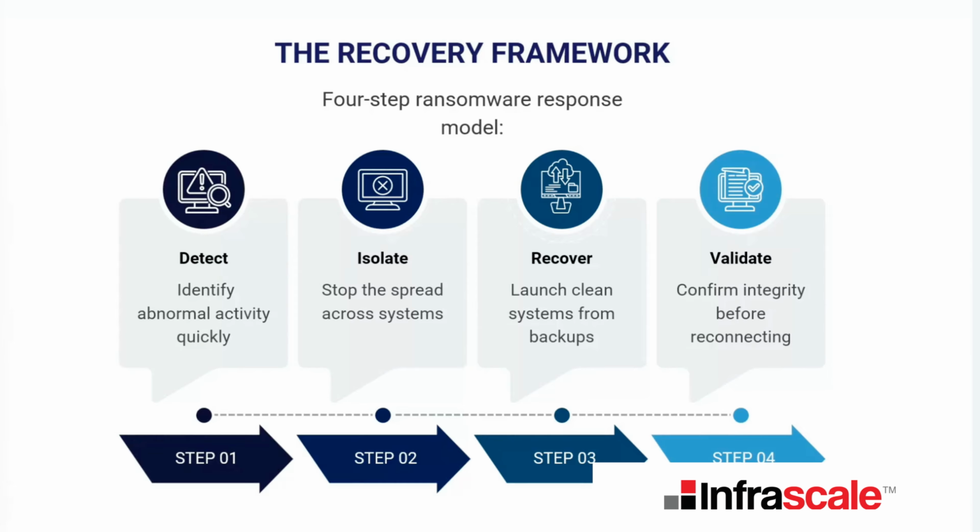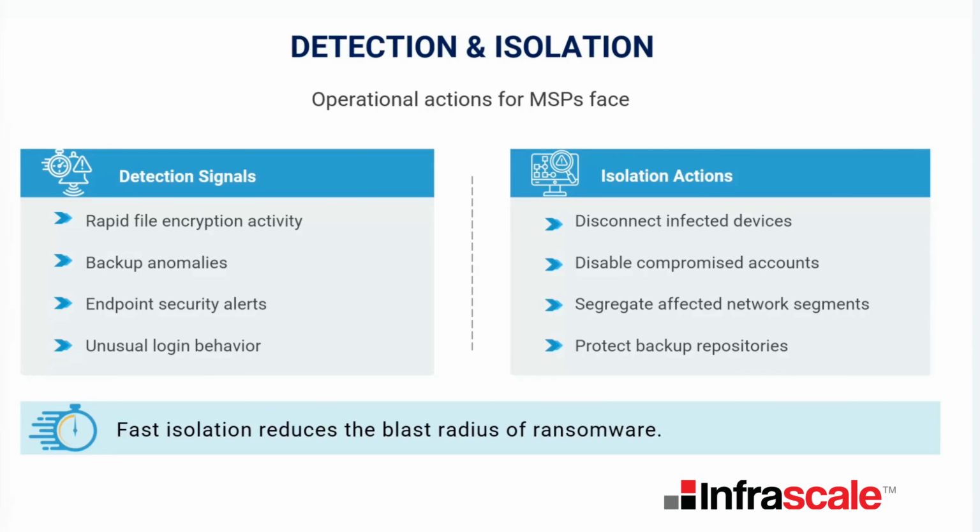So when we think about ransomware response, it really comes down to the workflow: detect, isolate, recover, and validate. Following this structured approach helps organizations move quickly and confidently during an incident, and reduce downtime and minimize business disruption. Now let's take a closer look at the first two steps of the framework: detection and isolation, because these are critical for limiting the damage of a ransomware attack.